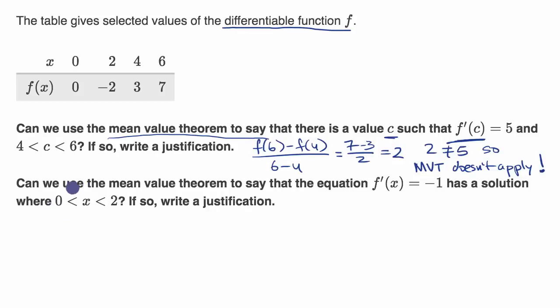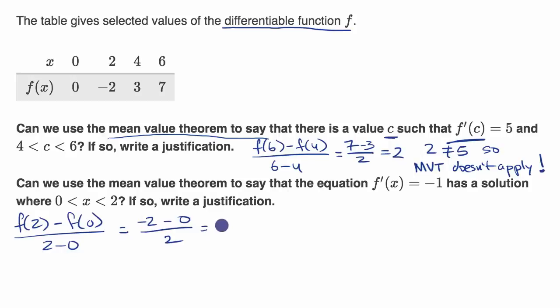All right, let's do the next part. Can we use the mean value theorem to say that the equation f prime of x is equal to -1 has a solution? And now the interval is from 0 to 2. If so, write a justification. All right, so let's see this. If we were to take the slope of the secant line, so f of 2 minus f of 0, all that over 2 minus 0, this is equal to -2 minus 0, all of that over 2, which is equal to -2 over 2, which is equal to -1.